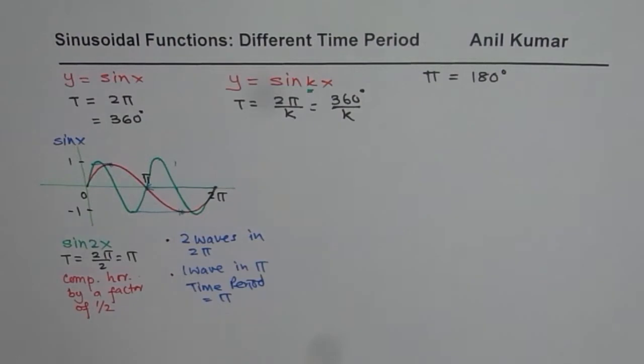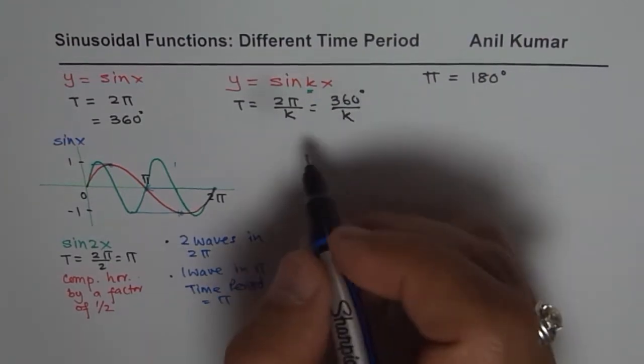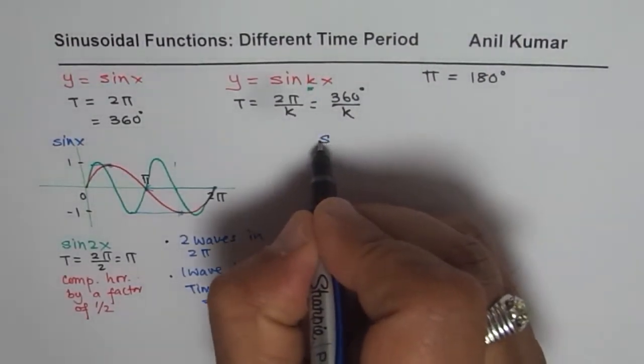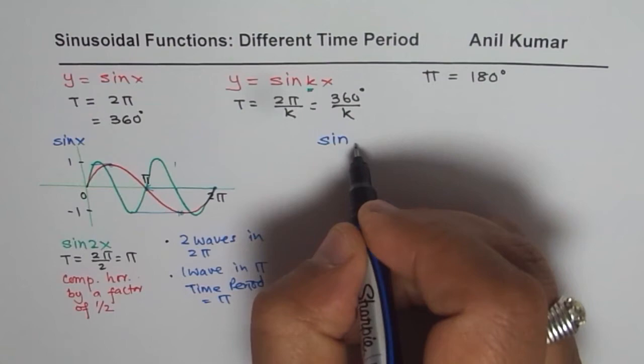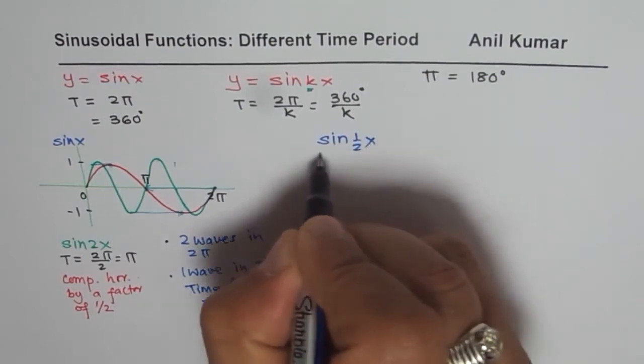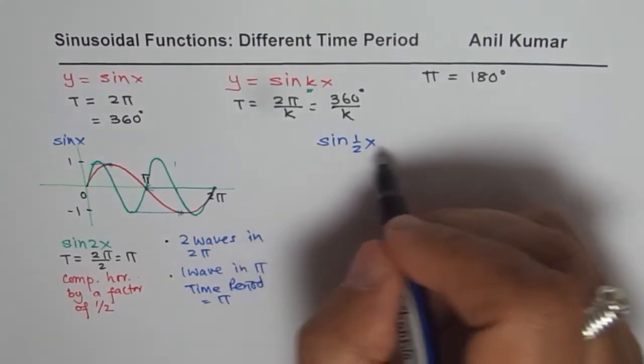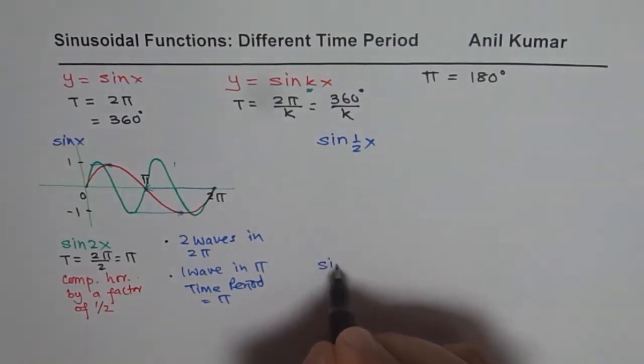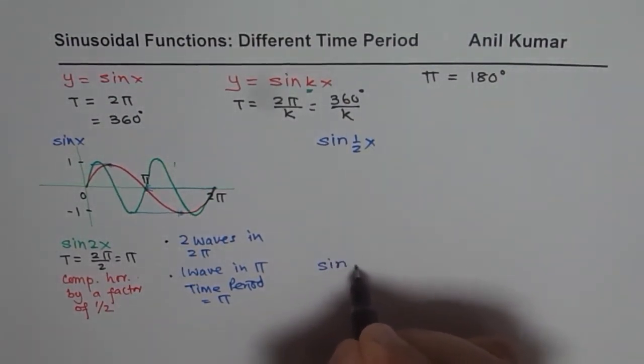You get the idea, right? So that is how it is. Now moving forward with this information, I'll give you a few examples and you write down the time periods. So now we'll look for sine of half x. What do you think is the time period of sine of half x, and what do you think is the time period of sine of, let us say, 5x?